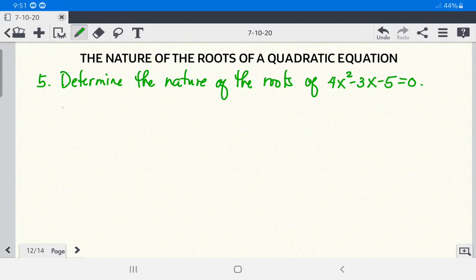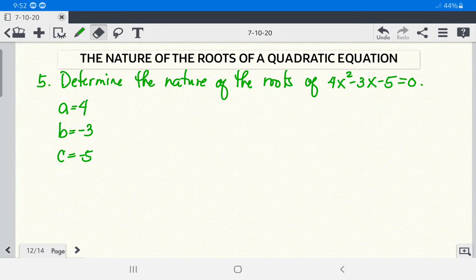So we have a is 4 from the quadratic term 4x squared. B is negative 3 from the linear term negative 3x. Numerical coefficient is negative 3. Then c is negative 5, from the constant, we have negative 5.